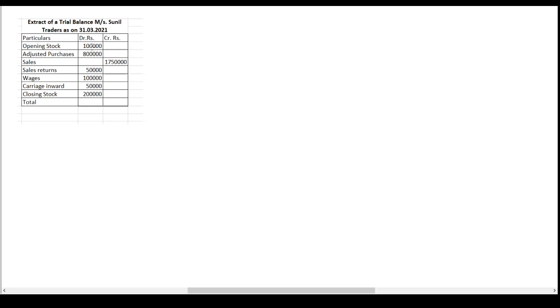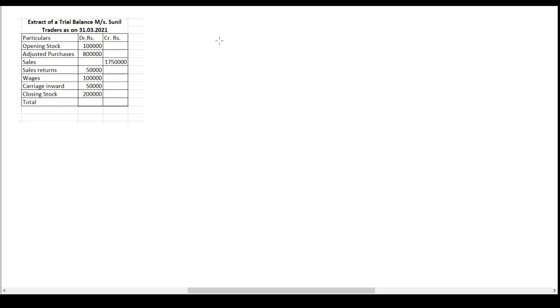Particulars, debit rupees, credit rupees, opening stock 1 lakh. Adjusted purchases, you are seeing this amount for the first time. Adjusted purchases 8 lakh. Sales, credit 17 lakh 50,000. Sales returns, debit side 50,000. Wages 1 lakh. Carriage inward 50,000. Closing stock, now it is given inside the trial balance, 2 lakh. Now you are given extract of a trial balance. You are required to prepare the trading account.